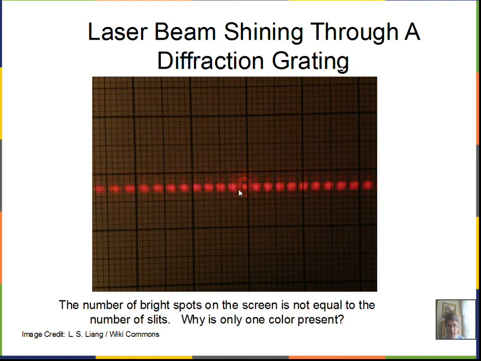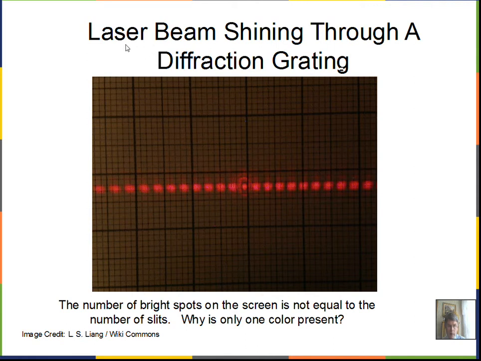If there are 10 slits in the diffraction grating, there will be more than 10 dots on the screen. If there are 5 slits in the diffraction grating, there'll be more than 5 dots. And if the distance between the slits is the same, it would be the same pattern on the screen. Or 100 slits will give the same pattern on the screen, basically. Why is only one color present here?